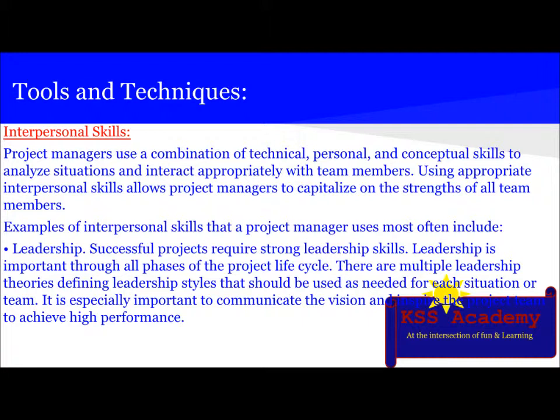Examples of interpersonal skills that a project manager uses most often include leadership. A successful project requires strong leadership skills. Leadership is important through all phases of the project lifecycle. There are multiple leadership theories defining leadership styles that should be used as needed for each situation or team. It is especially important to communicate the vision and inspire the project team to achieve high performance.